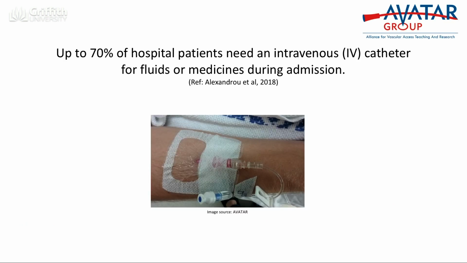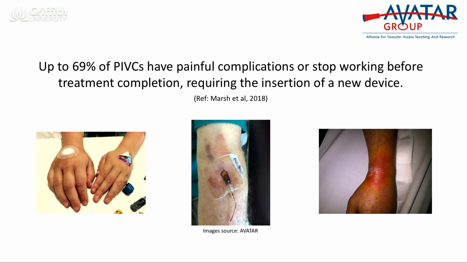Did you know that up to 70% of hospital patients will need an intravenous catheter for fluids or medicines during their admission? Unfortunately, up to 69% of these devices have painful complications or stop working before treatment completion, requiring the insertion of a new device. This means patient discomfort, staff time, resources, and increased cost of hospital stay.